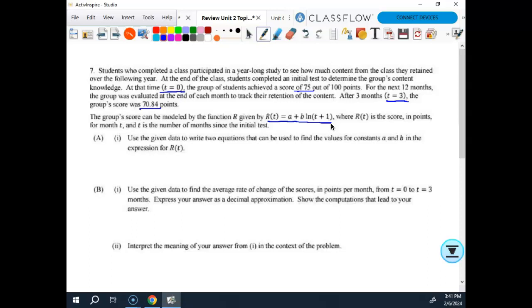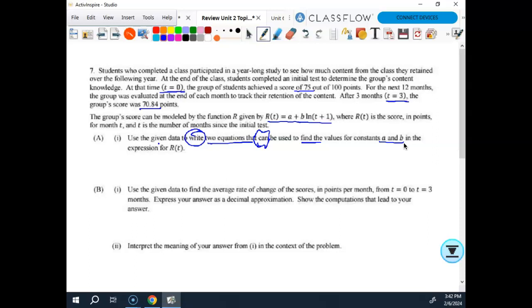So this first part says, use the given data to write 2 equations that can be used to find the values for constants a and b in the expression for R of t. When you read that, think about what it's literally asking you to do. We're going to use what they gave us. We don't have to figure anything out. We are going to write 2 equations that can be used to find the values for a and b. Does it ask me to find the values of a and b? The answer to that is no. So there is nothing difficult about this. Did we do a question exactly like this? No. But should you be able to figure out what is going on?